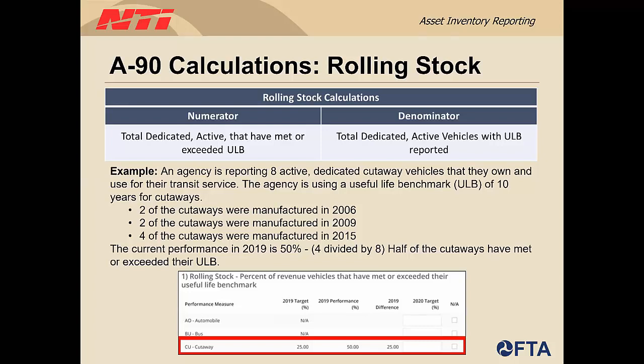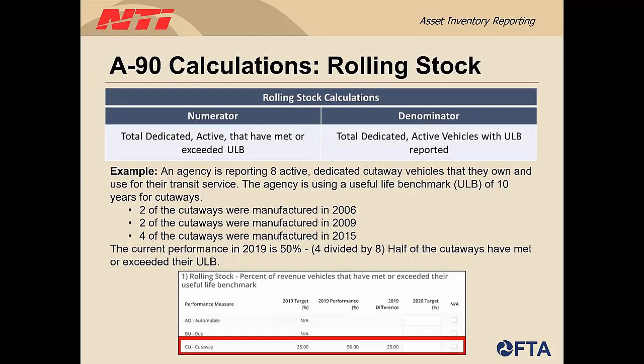This is done for each applicable vehicle type on the form. The example here on the slide has an agency that's reporting 8 active dedicated cutaway vehicles that they own and use for their own transit service. The agency in the example is using a useful life benchmark of 10 years for the cutaway vehicle type. 2 of these cutaways were manufactured in 2006, 2 of the cutaways were manufactured in 2009, and 4 of the cutaways were manufactured in 2015.